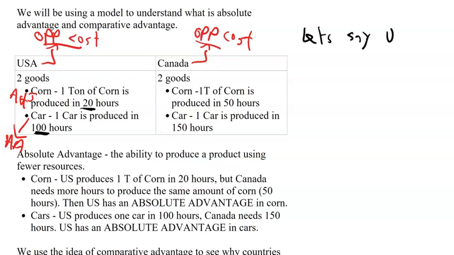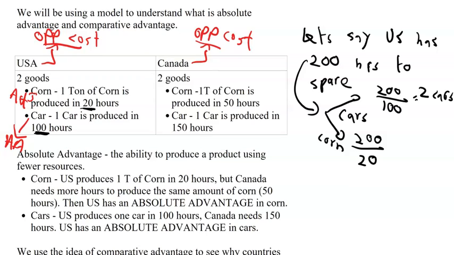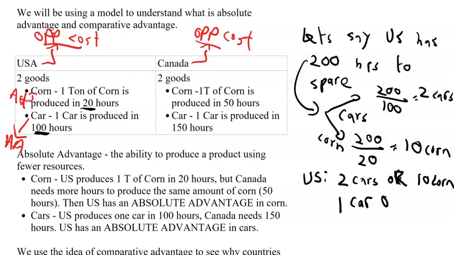So let's say the US has 200 hours to spare, okay? Using 200 hours, if it's making cars, the US can make 200 divided by 100, which is 2 cars, or if it made corn, the US could make 200 divided by 20, which is 10 corn. So from here, I can see that in the US, I can make either 2 cars or 10 corn. Now, if I simplify it, it is basically 1 car or 5 corn.